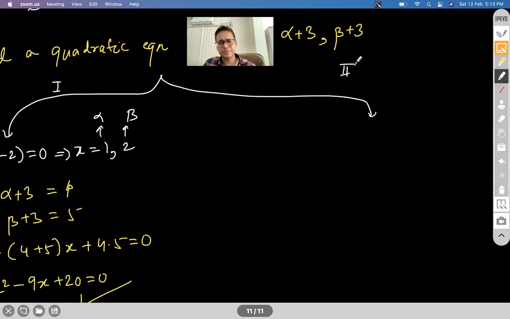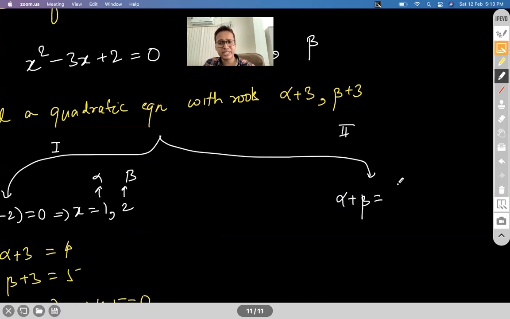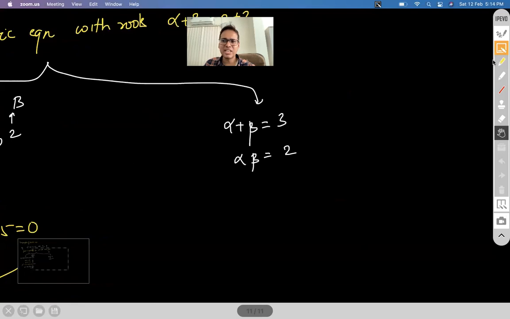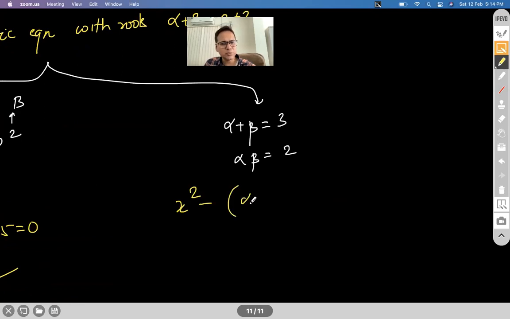Rather, you know that alpha plus beta will be minus b by a, which in our question should be 3. And alpha beta will be 2. Correct? C by a, isn't it? And since I have asked you to formulate a quadratic equation with roots alpha plus 3 and beta plus 3, this is what you will be doing. I mean, essentially the same step that I did in the first approach also towards the last.